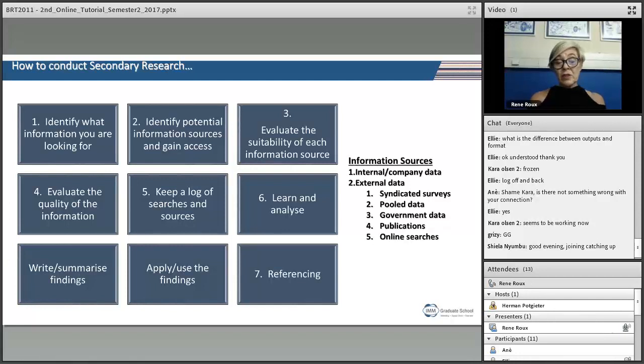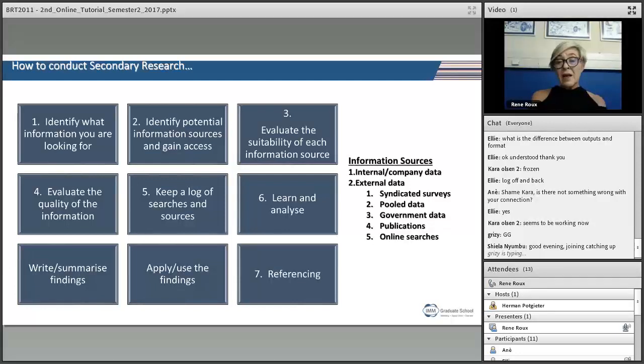So you can see, you can start running around in circles and search forever. So I would recommend that you spend a bit of time up front to sit and identify which potential information sources can assist you with the type of information that you're looking for. And if you don't have access to it, how are you going to gain access, if it is possible to gain access?